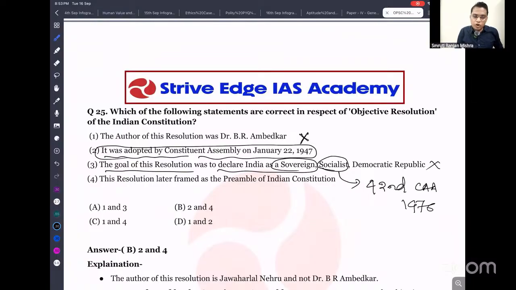So that means it is also wrong because we have added a letter. So how come it is in the original constitution? So next is the resolution letter from the preamble of the constitution. Yes, this statement is right. So you know that these two statements are wrong. So 1 and 3 cannot be the answer. 3 cannot, 1 cannot. So only B is left. In this way, we can answer it.